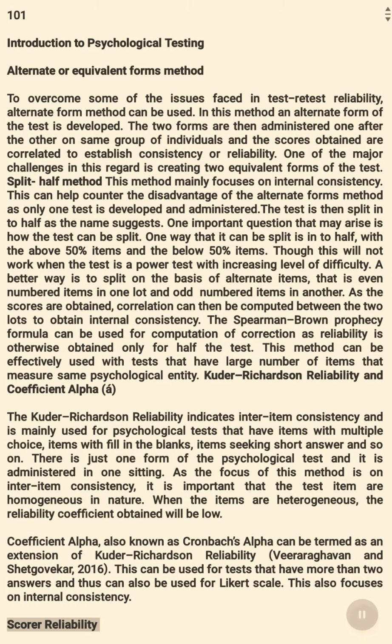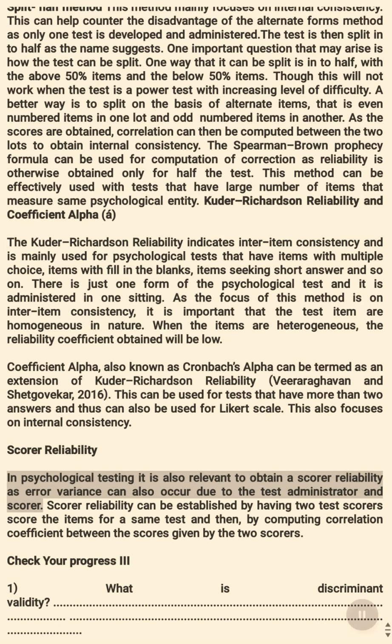Scorer reliability. In psychological testing, it is also relevant to obtain a scorer reliability, as error variance can also occur due to the test administrator and scorer. Scorer reliability can be established by having 2 test scorers score the items for the same test and then computing the correlation coefficient between the scores given by the 2 scorers.